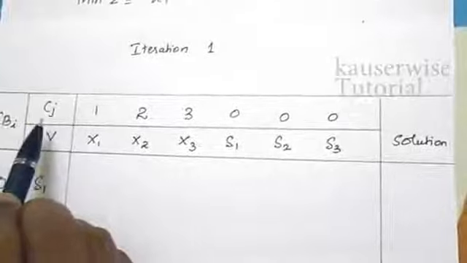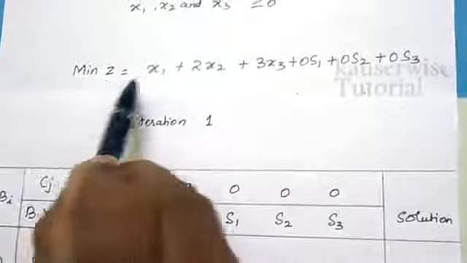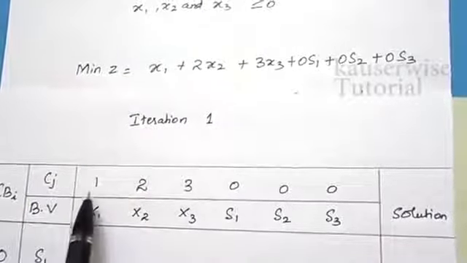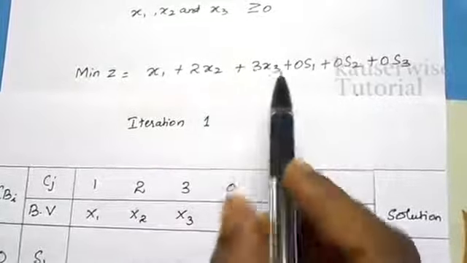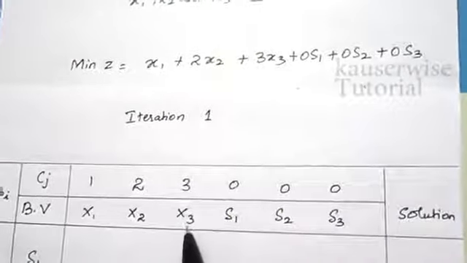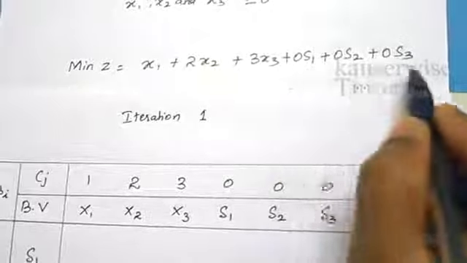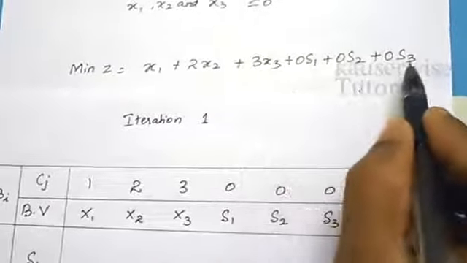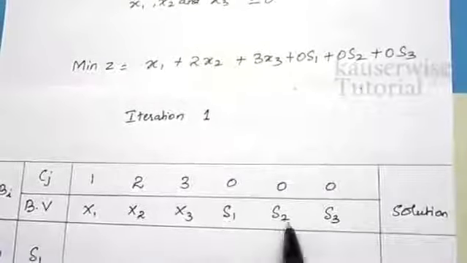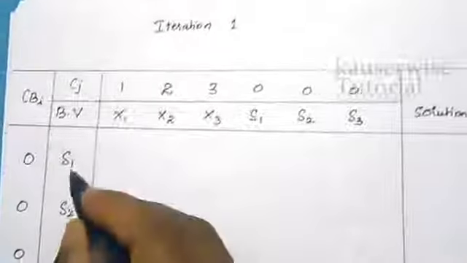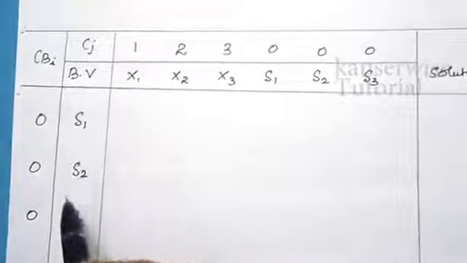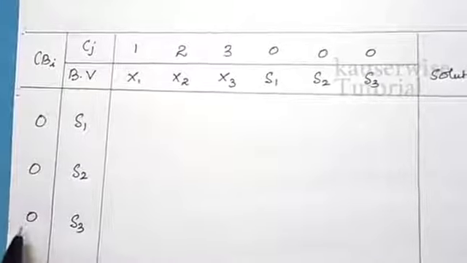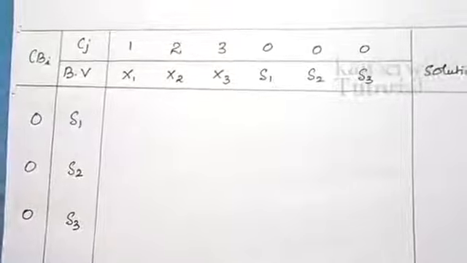Cj values are the objective function values. Look at the objective function: minimization z is equal to x1 plus 2x2 plus 3x3. The x1 value is 1, the x2 value is 2, the x3 value is 3. For slack variables s1, s2, s3, the values are 0, 0, 0. This is the format of the initial simplex table.